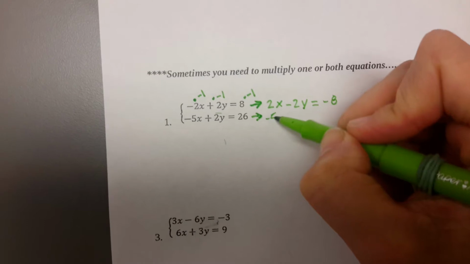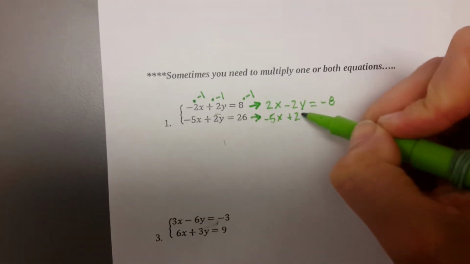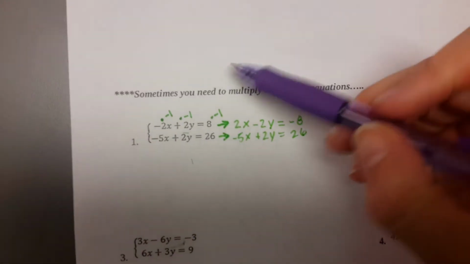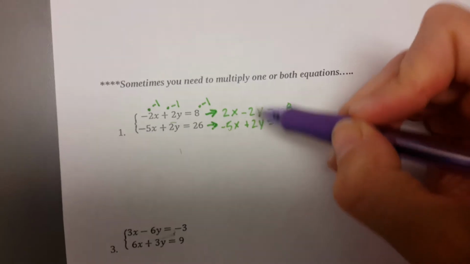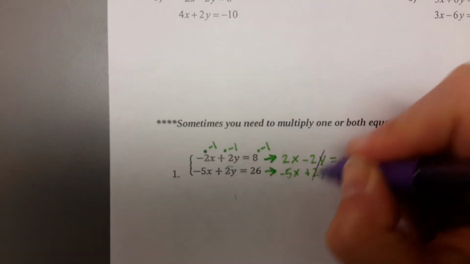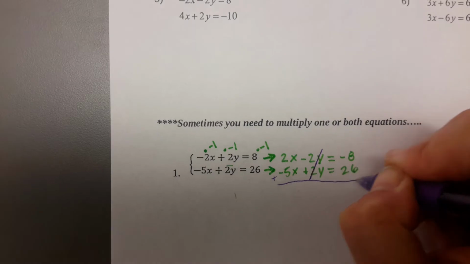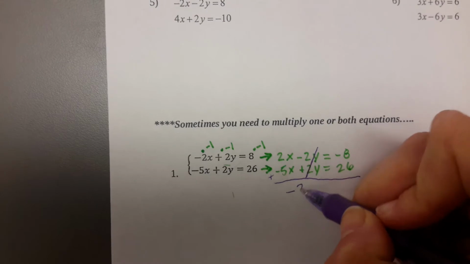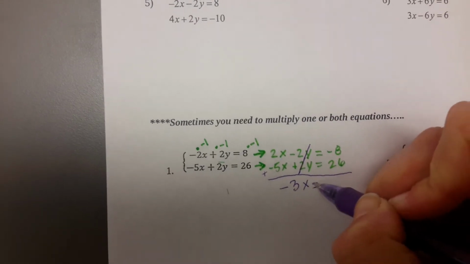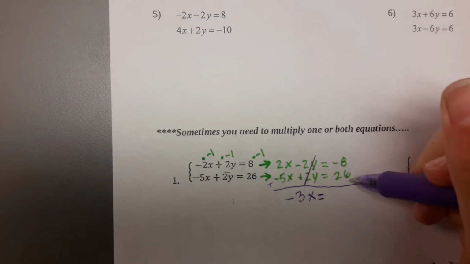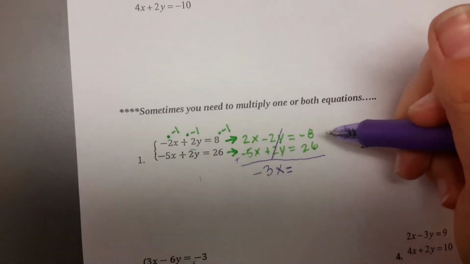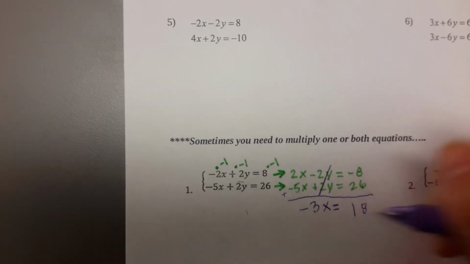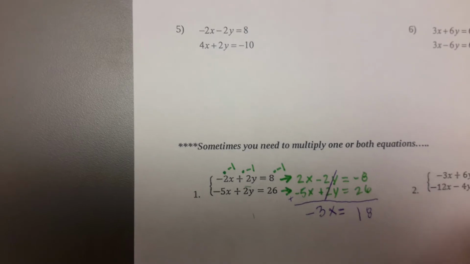Now I'm just going to slide over my second equation here, negative 5x plus 2y equals 26. Now I do regular elimination. Those still don't eliminate, but now these do because they're opposite. So those cancel out. Now I'm going to add up my like terms. 2x plus a negative 5x is negative 3x equals, and then 26 minus 8, let's see, 16, and then 1, and take the sign of the bigger number, it's positive.